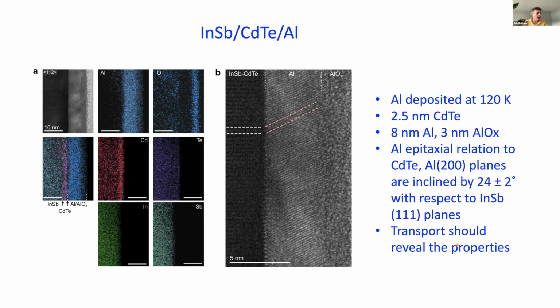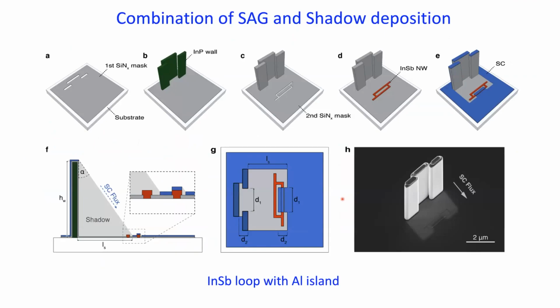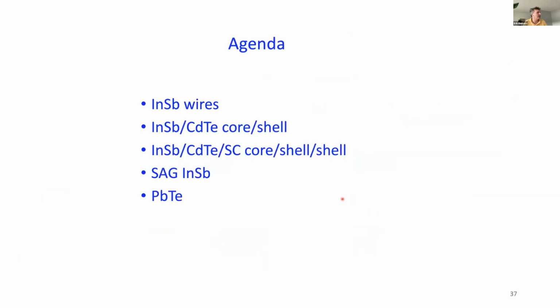And at this moment, we are studying the transport, and we have first indications that we do see a gap in the indium antimonide, and that the gap size has indeed reduced with respect to the bulk gap. I think I'm running short in time, so I will skip many slides, and I will end with lead telluride. So these are just two or three slides.